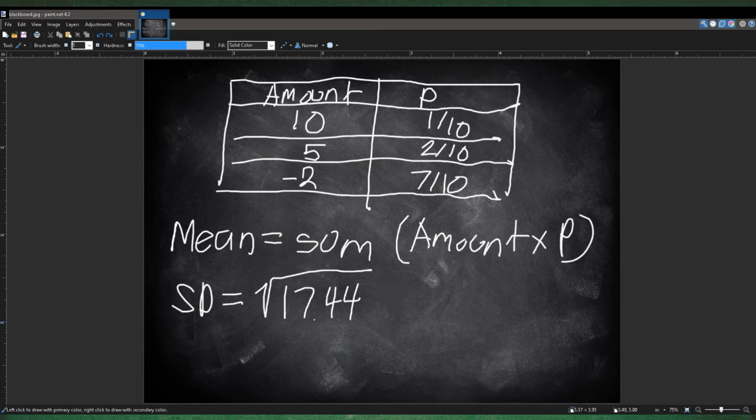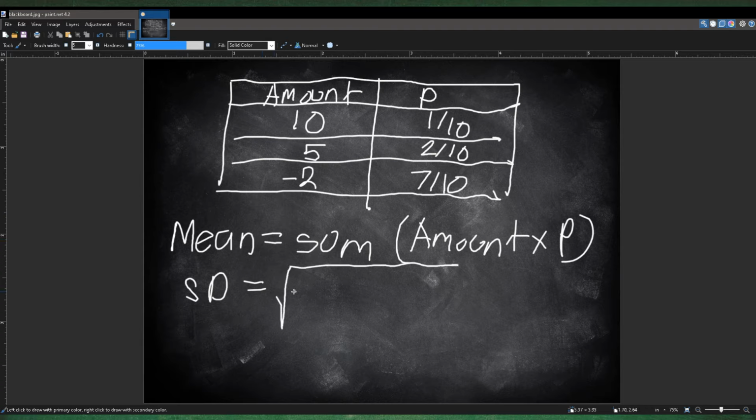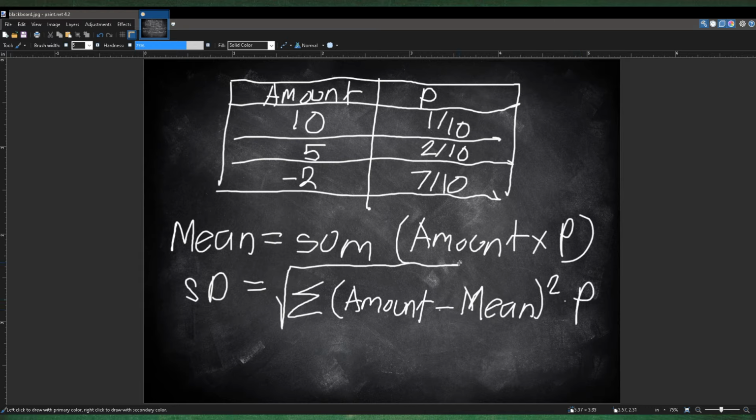They're not going to deduct points because of where you want to round it. Usually to the hundredths is fine. And that's basically how you find the mean and standard deviation. So the mean is equal to the sum of the amount times the probability. So multiply the amount times the probability and add those results together and you get the mean. The standard deviation is the square root of the sum of each amount minus the mean, squared, times that respective amount's probability. So that's basically how you find the standard deviation.